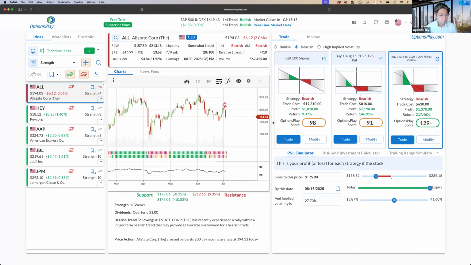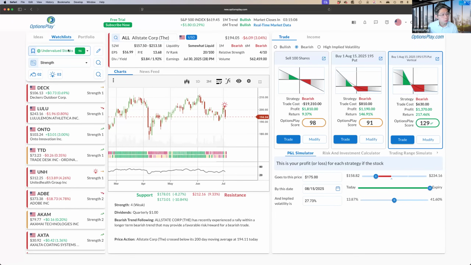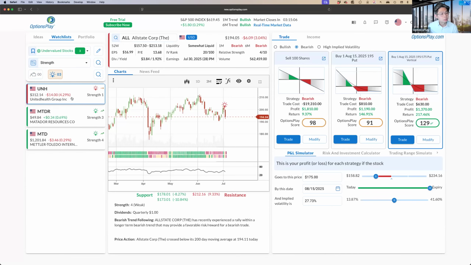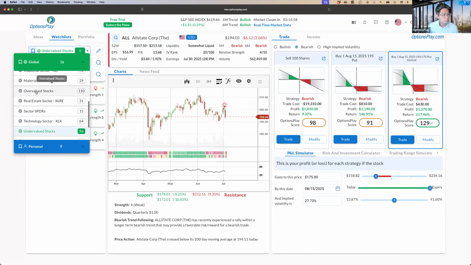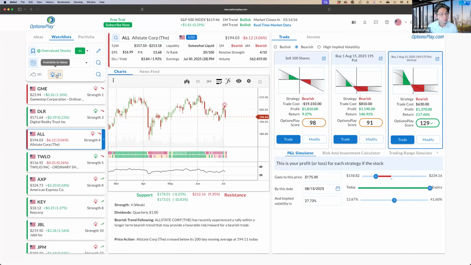So, more to come on this feature. Last time I showed you when you're using a watch list, for example, if you're looking at your undervalued stock list, you can easily see how many stocks have generated some kind of signal that are undervalued. Or you can say, okay, let's look at the overvalued stocks. Eleven of those stocks have generated some kind of signal here today. That's another way you can look at that as well.